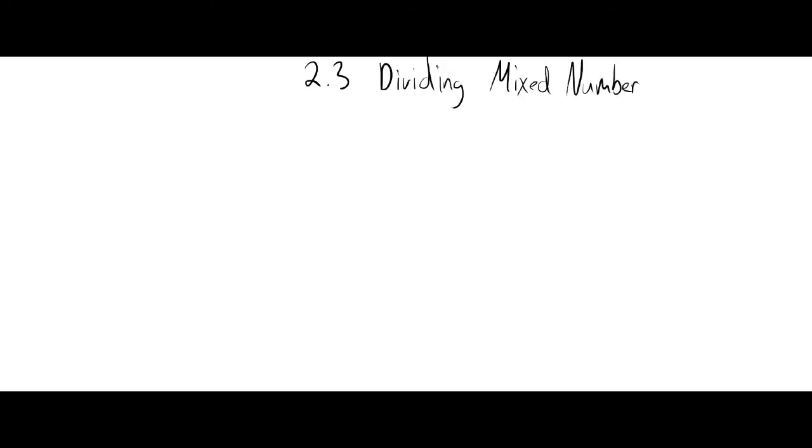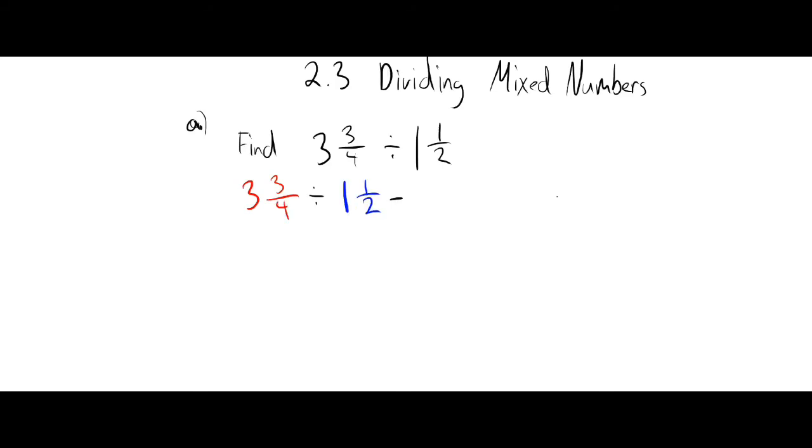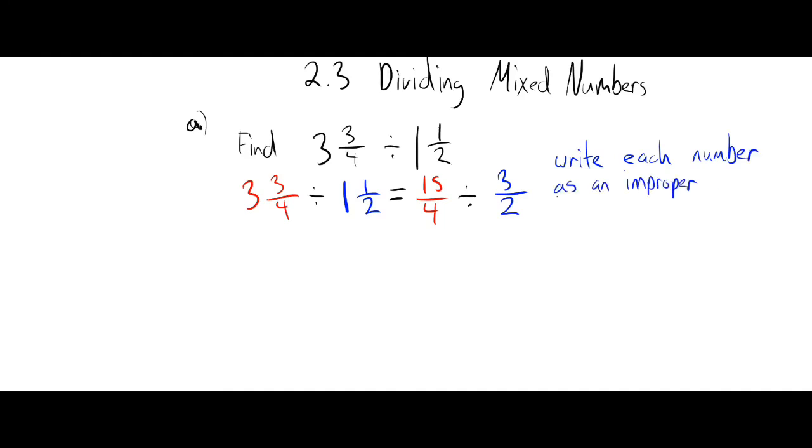Now we're on to 2.3, which is dividing mixed numbers. So we want to find the value of 3 3/4 divided by 1 1/2. So when you divide mixed numbers, first you have to turn both into improper fractions. So you get 15/4 because 3 times 4 is 12, 12 plus 3 is 15, and then you get 3/2, so 15/4 divided by 3/2. So just remember, write each one as an improper fraction.